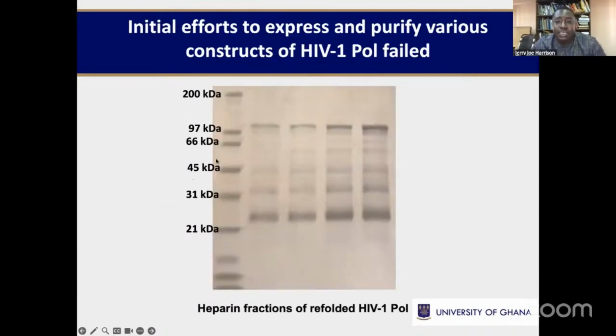But after creating the initial construct and trying various media, we were not successful in being able to purify HIV-1 Pol to the point where we could use it for structural studies.